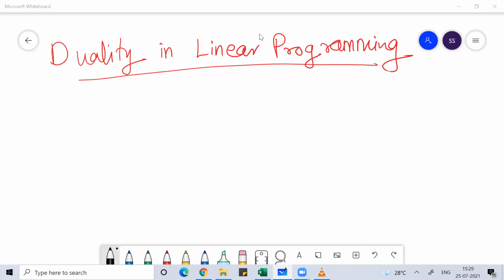And in today's class, we'll talk about the concept of duality. So, duality in linear programming.